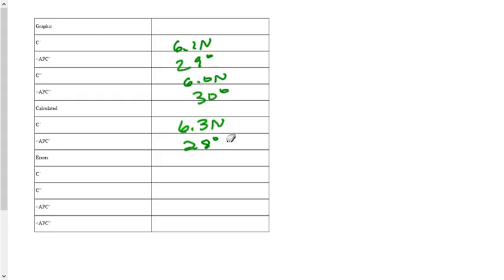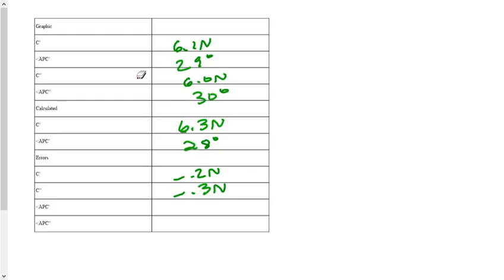And now to find our errors, we're going to take these values and subtract these from them in order to find our errors. Okay, well, the error in C prime is 6.1 minus 6.3. So that's going to be a negative 0.2 newtons. The error in C double prime will be 6.0 minus 6.3, or minus 0.3 newtons.